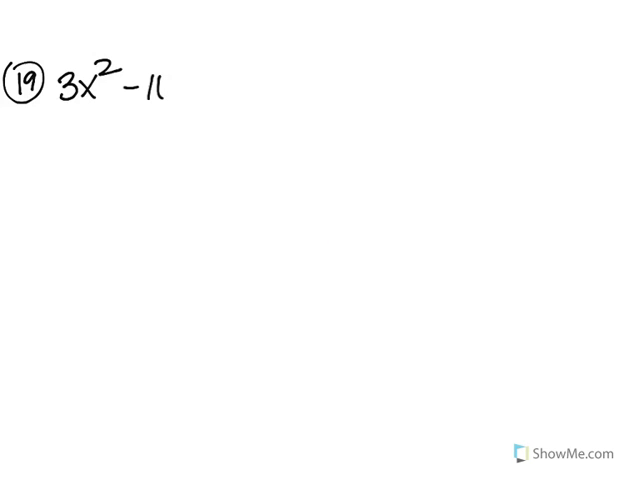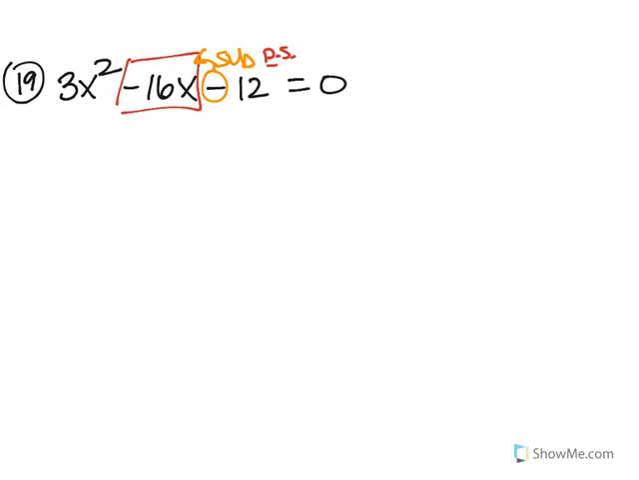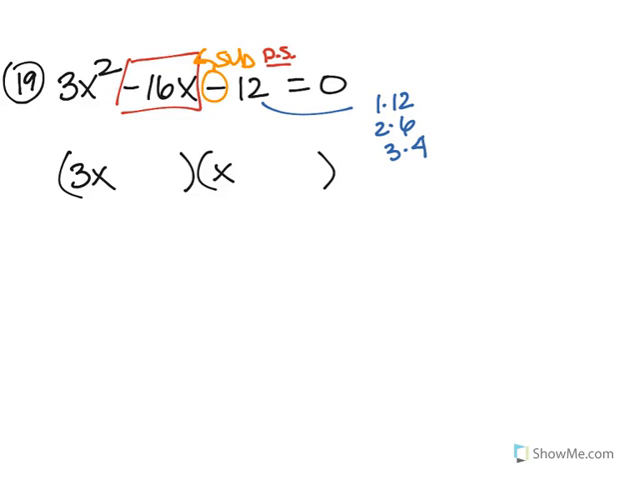3x squared minus 16x minus 12 equals 0. And we don't have a GCF, so we're trying to get negative 16. And we are subtracting to do so. And when we subtract, you know, you got to have different signs. So I'm going to do my 2 parentheses. In the front, we got 3x and x. Then back here with 12, you got 1 and 12, 2 and 6, and 3 and 4.